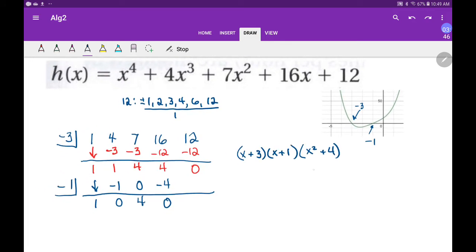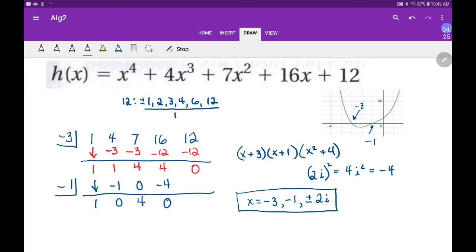What, when I square it, would give me negative 4? Well, 2 squared would give me 4. 2i, if I square that, I get 4i squared. i squared is negative 1, so I get negative 4. Okay, so my roots here, my zeros, are x equal to negative 3, negative 1, and plus or minus 2i, because it doesn't matter, I'm going to square it, and 2i will give me my negative 4 that way. So those are all my zeros, all of them, my real and my imaginary.